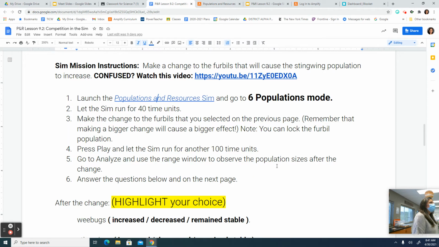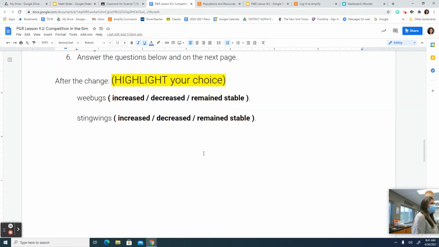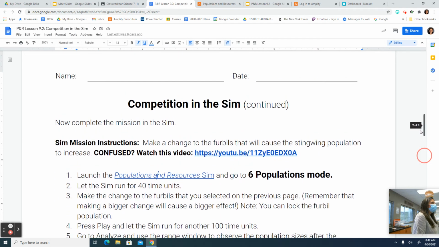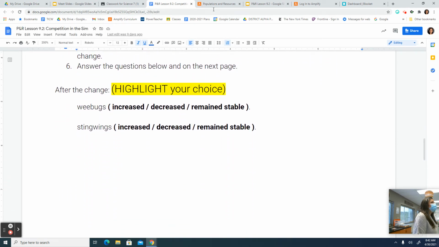So then we're going to go to Analyze and use the range window to observe the population sizes after the change, answer the questions below and on the next page. So after the change, we want to know what happened to the wee bugs, and we want to know what happened to the stingwings. We are looking at overall population numbers. We're not looking at births and deaths like we did in the past.